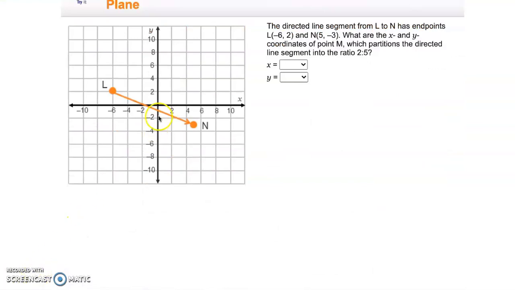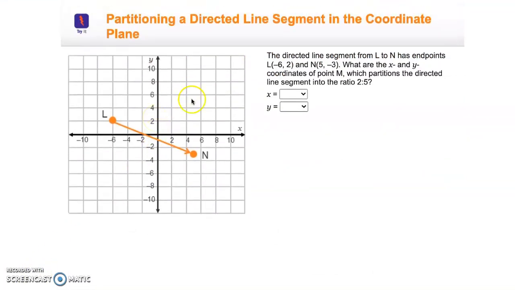So now we're going to do it on a coordinate plane. In this case, we have two different points. L is at -6, 2, and N is at 5, -3. You'll notice the directed line segment says we're starting at L and going to N. And then the ratio of the partition is 2 to 5. In other words, we're going to go 2/7 of the way down and 5/7 the rest of the way. We want to find where that point is. So m to n is 2 to 5.